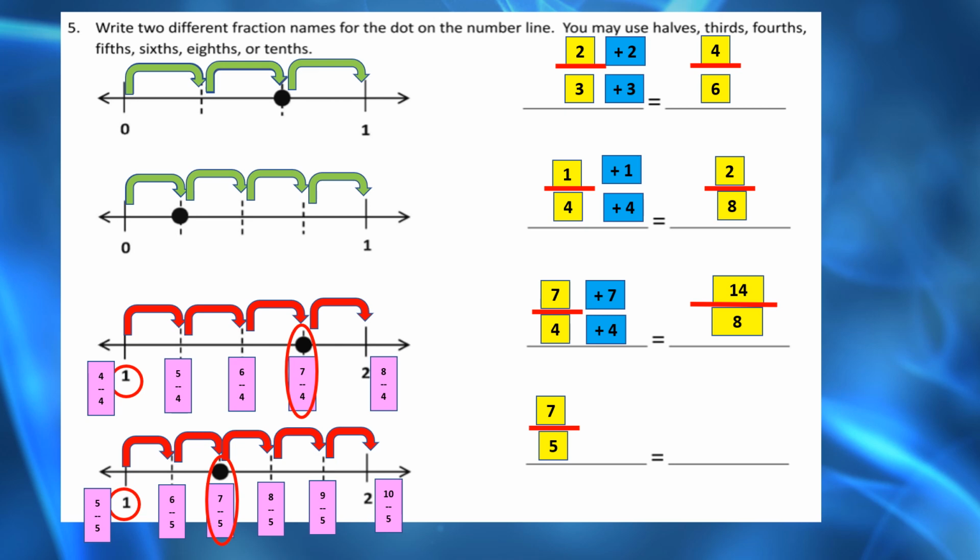Now I need to double it to figure out the equivalent fraction. So what is 7 plus 7? If you said 14, you're absolutely correct. And let's double our denominator now. What's 5 plus 5? If you said 10, you're absolutely correct. So that means that 7/5 is equivalent or equal to 14/10.